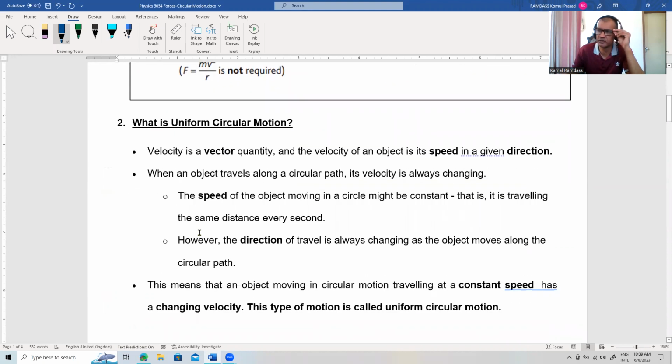What is uniform circular motion? Pour comprendre uniform circular motion, nous devons comprendre d'abord que velocity, c'est une vector quantity. And the velocity of an object is its speed in a given direction. If we change the speed or the magnitude of the speed, or we change the direction, it will result in a change in velocity. OK? Ça veut dire, même si on ne change pas the value, the magnitude, we change seulement the direction of velocity et change in velocity.